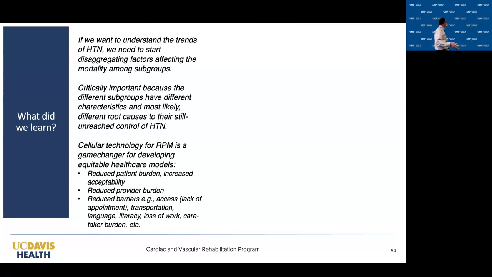Less nurse time, less pharmacist time, and it reduces the barriers: access, lack of appointments. No one needs an appointment to have their blood pressure checked. They're checking it at home. Transportation: no one has to come into the office to get their blood pressure checked. Language: it doesn't matter what you speak, just push one button. Literacy: you don't have to read the numbers, just push the button. Loss of work: nobody has to skip work to get their blood pressure checked. Put it in your purse, take it with you, push the button. Caretaking burden: you don't have to get your family to chase you around to write the numbers down and get your daughter or son to be the one that sends them by email to the doctor. None of that stuff. All of that goes away.